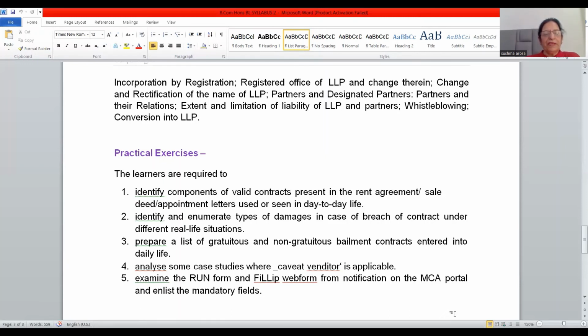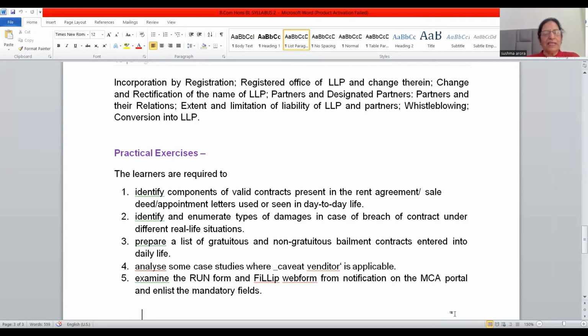You'll be able to prepare the list of gratuitous and non-gratuitous bailment. Gratuitous is without reward or consideration. And when we talk about the non-gratuitous term, this is with reward or consideration. Friends, you all enter into these types of contracts in your day-to-day life. Okay, so if you go to the market and you want to get the book on rent basis or hire basis from the bookseller shop, then this is the example of non-gratuitous bailment.